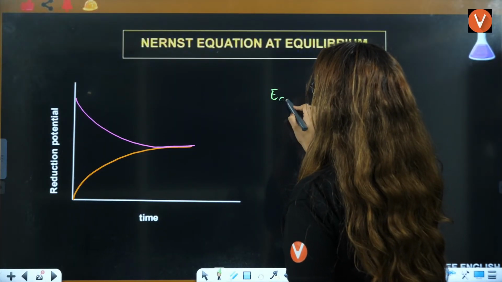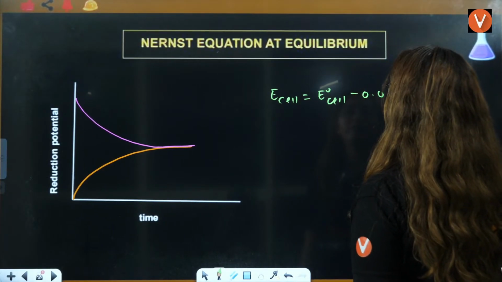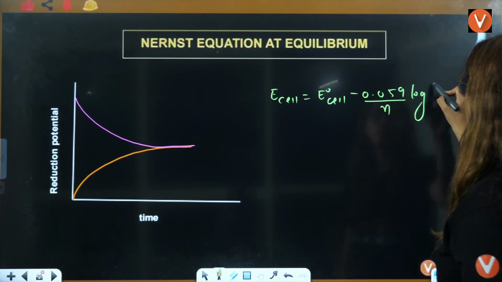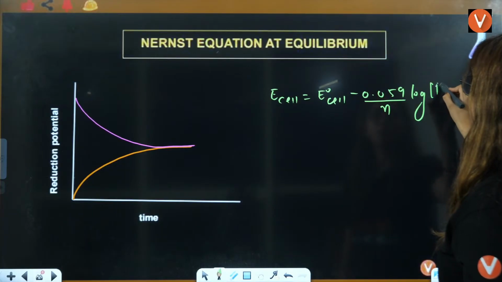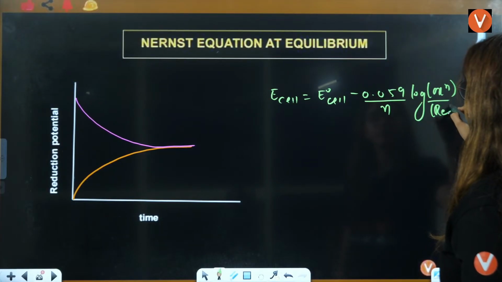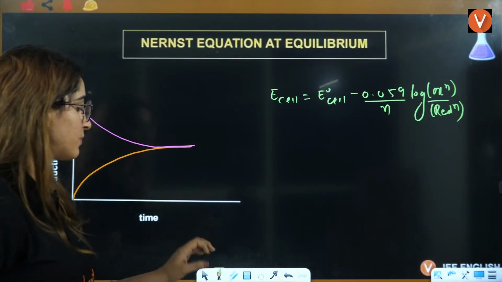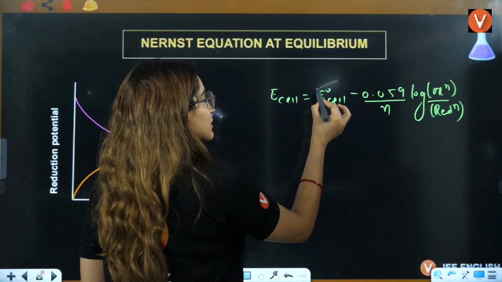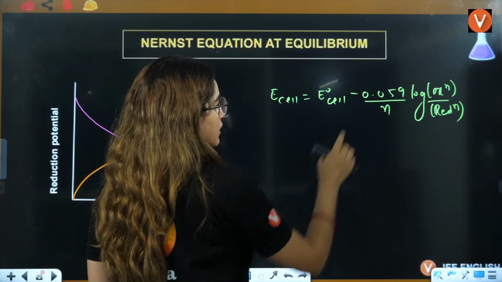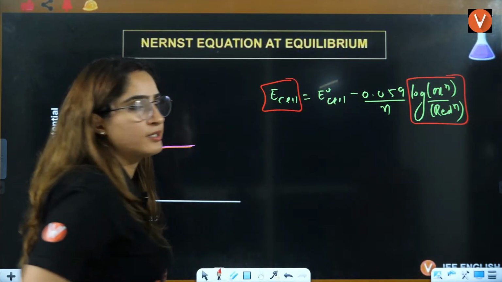E cell is equal to E naught cell, which is a constant value, minus 0.059 divided by n. n is also constant. Log of the concentration of the product over the reactant. Basically, this is for oxidation and this is for reduction. This is how the reaction is, because from here a theoretical question can be asked. Now, this whole term is constant, this is constant, this is constant. This thing is not constant, and this thing is not constant.